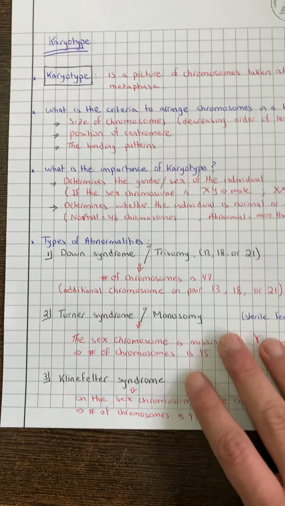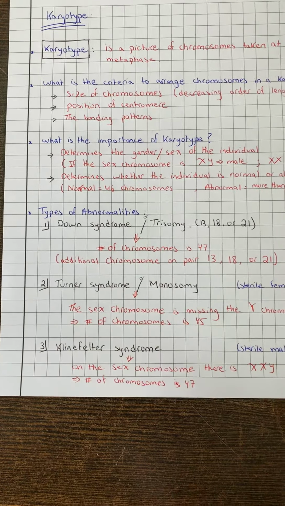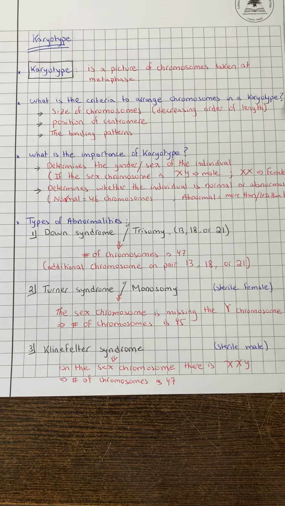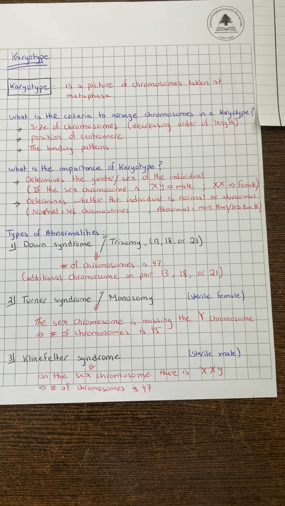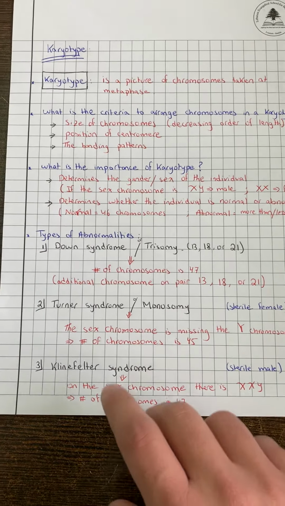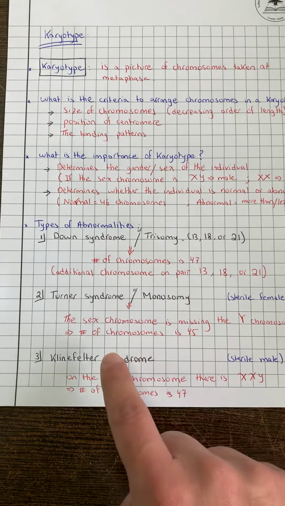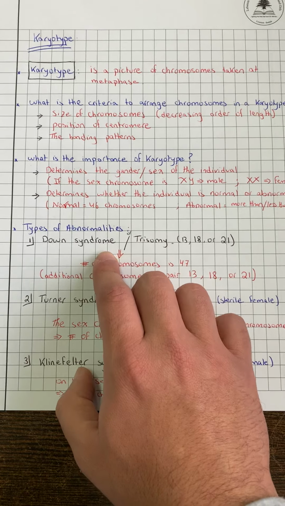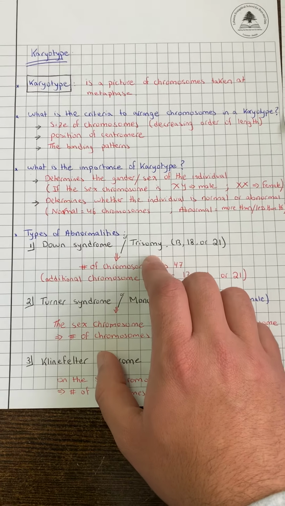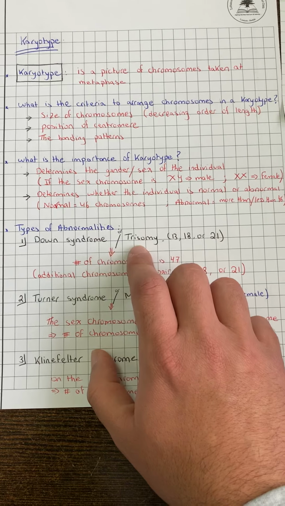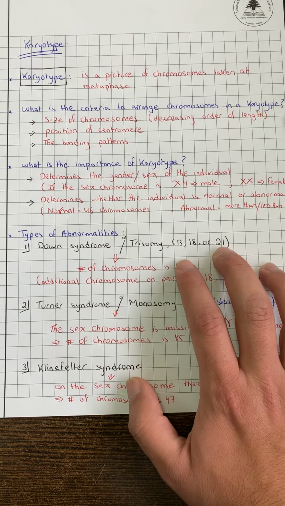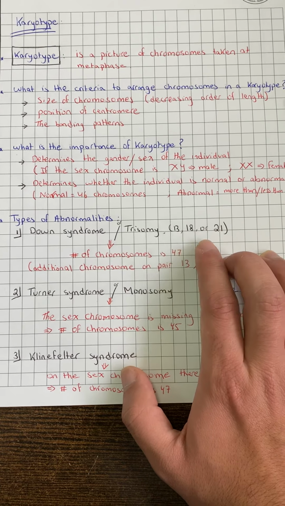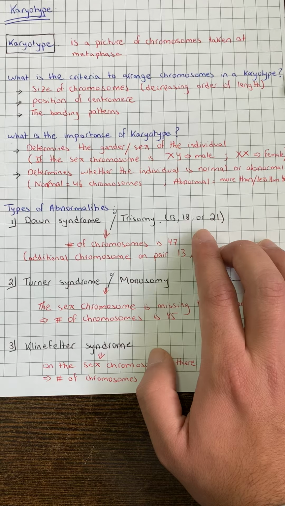Now, to end this lesson, we're going to discuss the types of abnormalities that we may encounter. We generally have three different types of abnormalities. The first one is called Down syndrome or trisomy. Usually, this abnormality is placed on chromosome number 13, 18, or 21 on the karyotype.